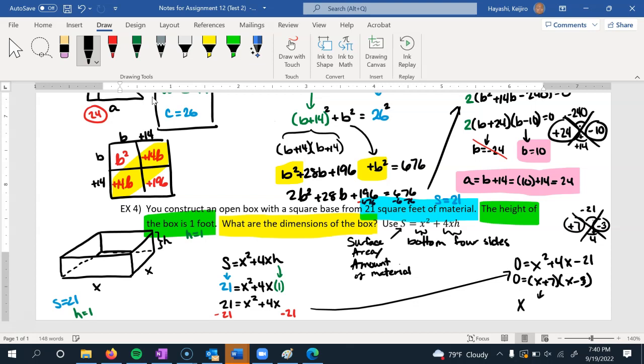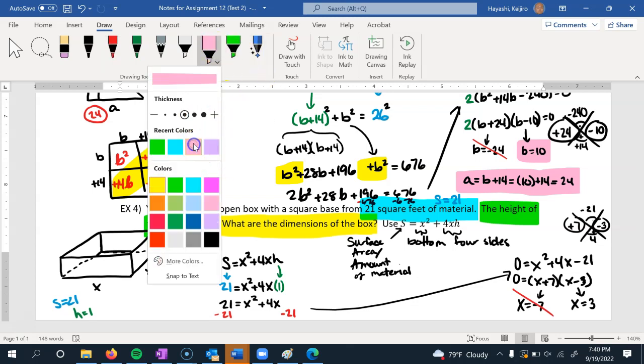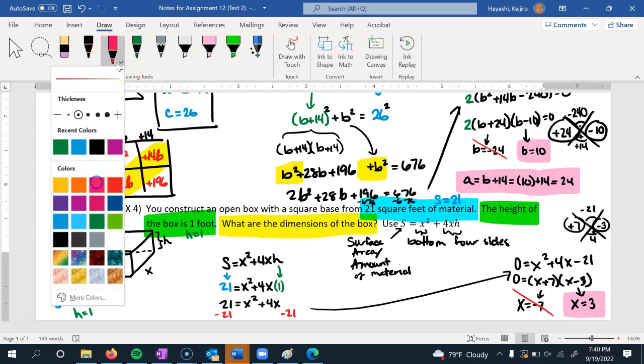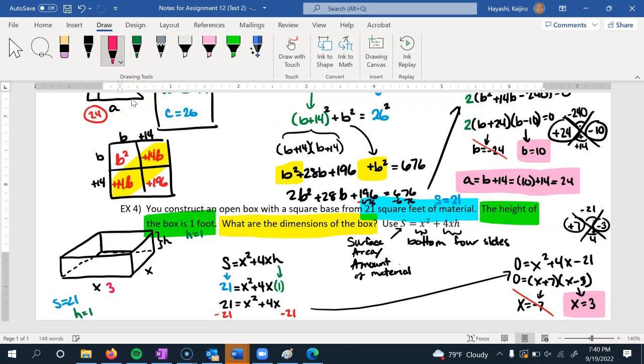This factor will give you x equals negative 7. And this factor will give you x equals positive 3. Which one of these is probably not the actual side of a box? Negative 7. So x equals 3. This side is 3, because it's just x. What's the length of this side? Also 3. And what's the height? 1, right? We were told what it was. So it's really a 3 by 3 by 1 box.